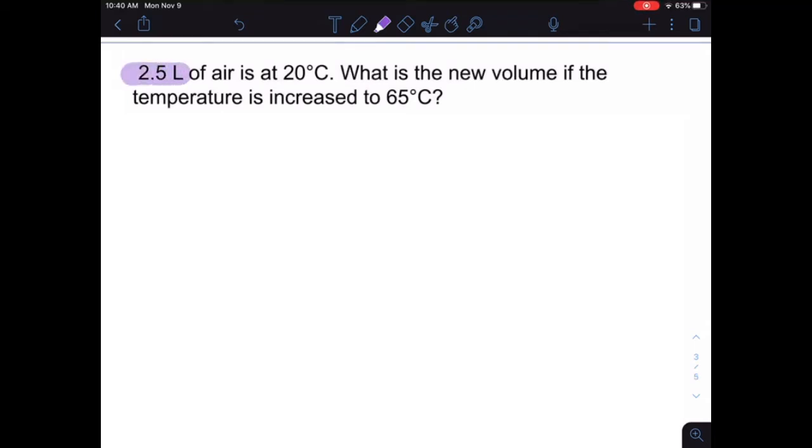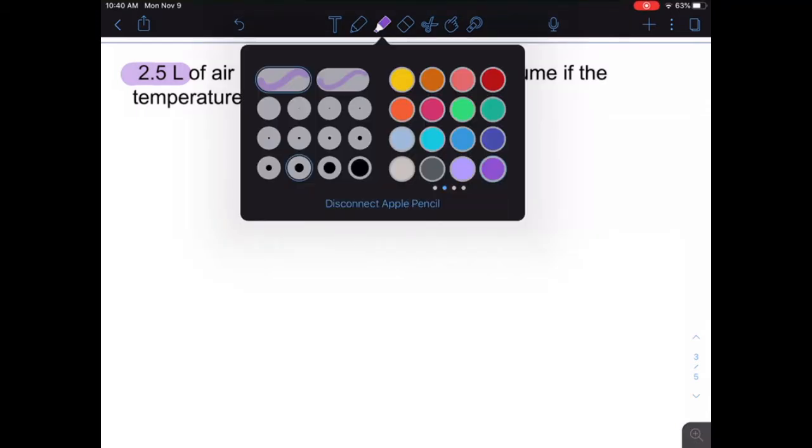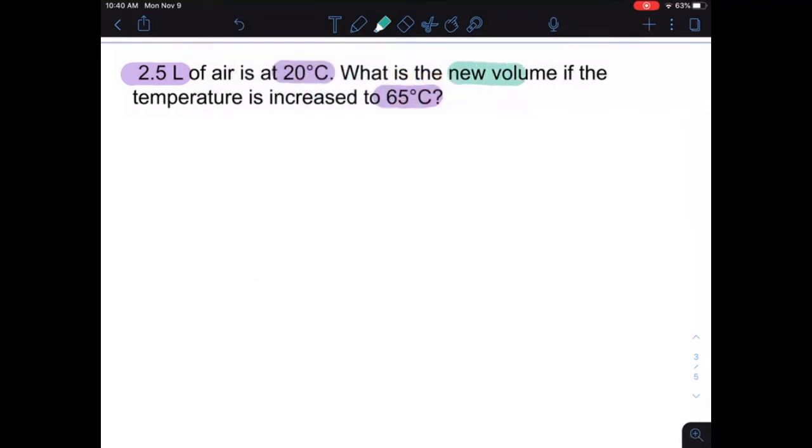2.5 liters of air is at 20 degrees Celsius. What is the new volume if the temperature increased to 65? So we're looking for the new volume. That means we're going to be looking for V2, the volume after a change has occurred.